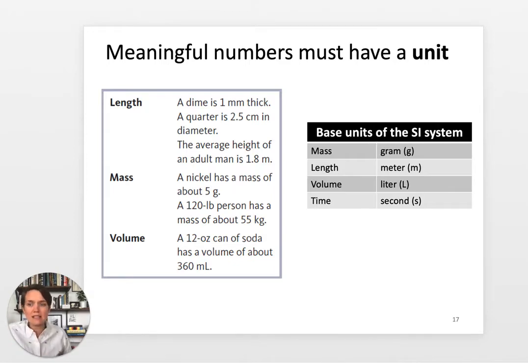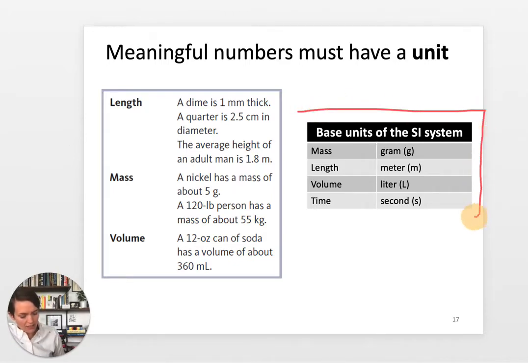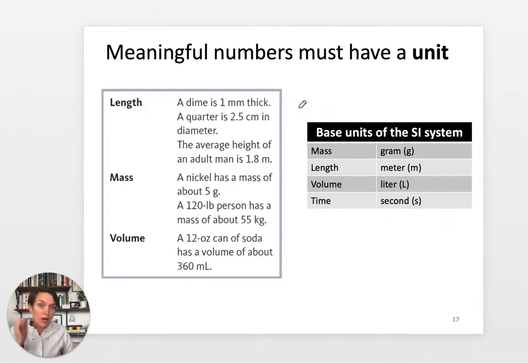So the single most important part of this slide, though, is this box here. We're going to get some practice and a lot of familiarity with the metric system over the course of this lecture and also throughout the class. And it's really important to know these base units because the metric system is all about changing scale by using prefixes that modify these base units.